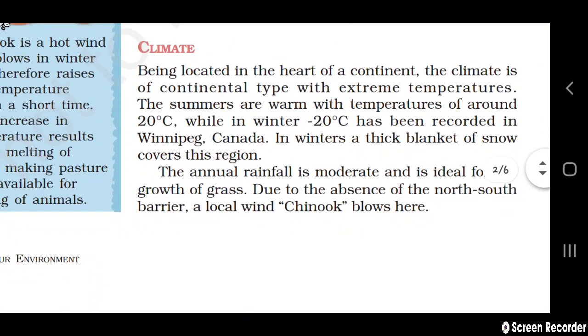Next, climate. For the grassland, climate is also an important thing. Being located in the heart of the continent, the climate is of the continental type with extreme temperatures. The summers are warm, with temperatures of around 20 degrees Celsius. In winter, minus 20 degrees Celsius has been recorded in Winnipeg in Canada. It is very cold there, and in winters a thick blanket of snow covers this region.